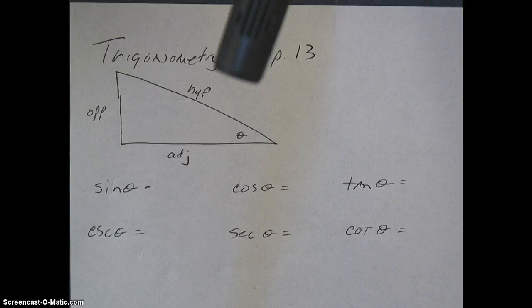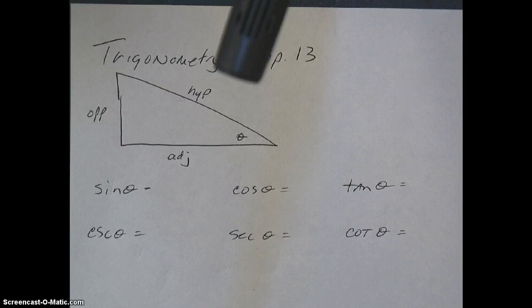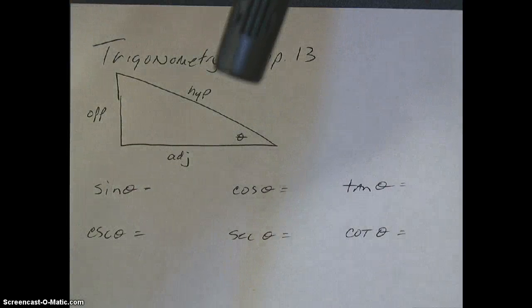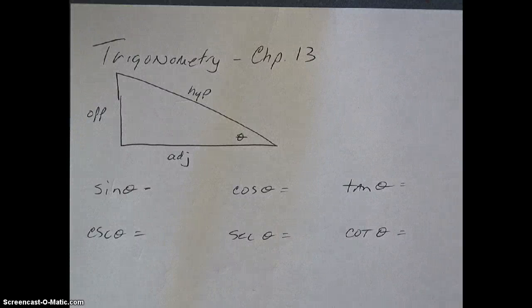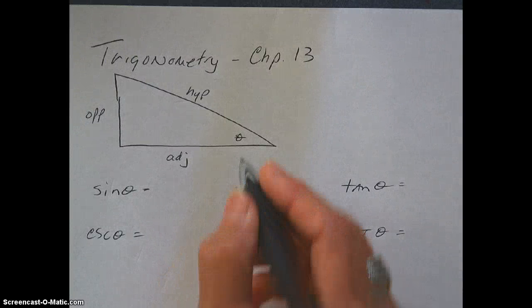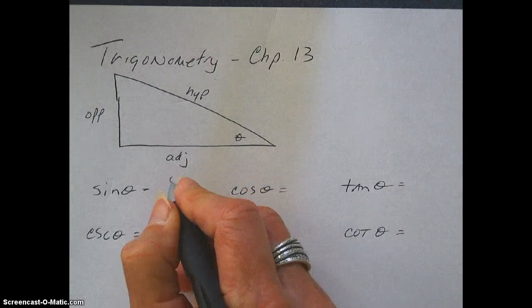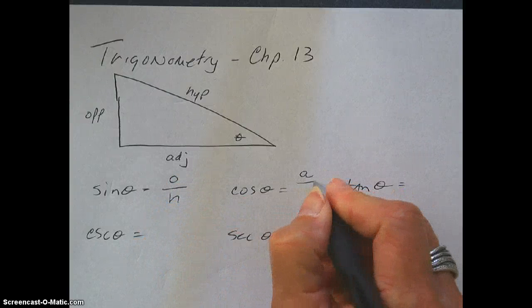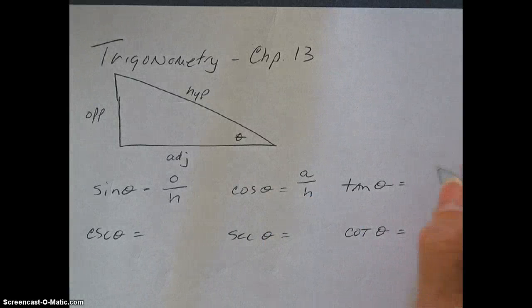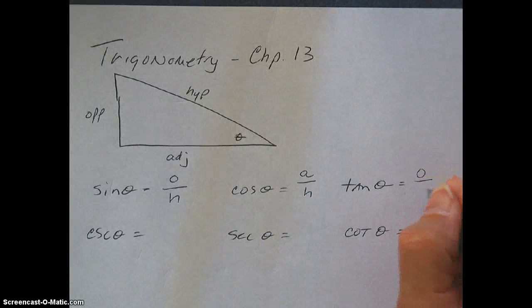Today we're going to review our lesson about trigonometry. So if you'll take a minute and copy down these definitions, there are a couple things you'll have to know about trig. First of all, just the 90-degree ratios. So if we have theta, we should remember that sine is opposite over hypotenuse, cosine is adjacent over hypotenuse, and tangent is opposite over adjacent.